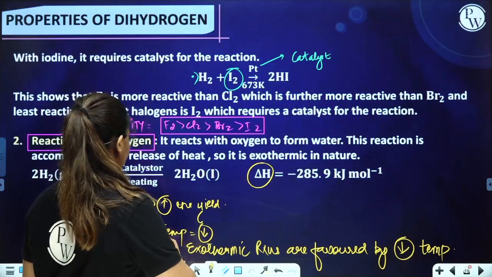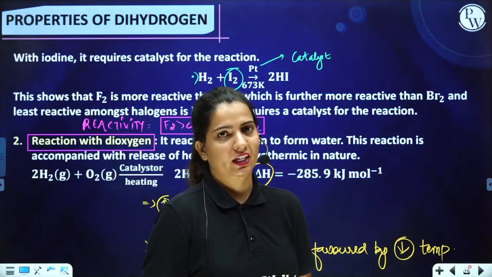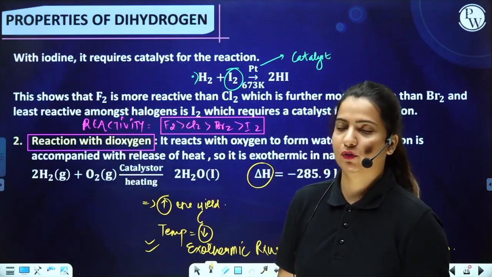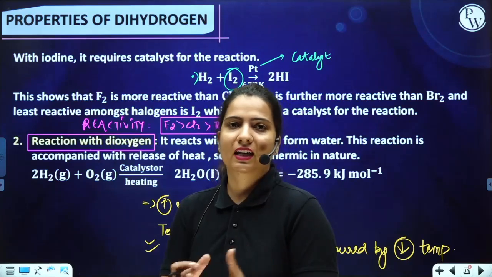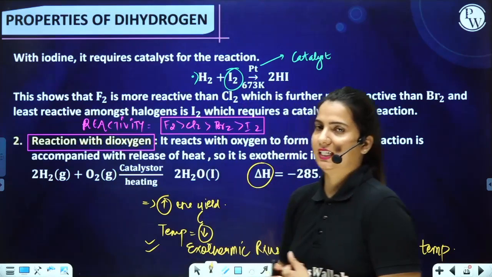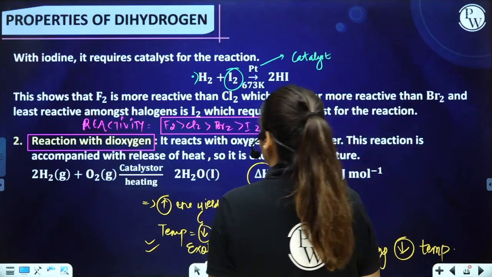Whenever you increase the temperature, the equilibrium will shift in the left direction. The backward reaction will be favored. For exothermic reactions, you always have to decrease the temperature with the help of Le Chatelier's principle. We can understand this. So this is the reaction with dioxygen. Let's move forward.